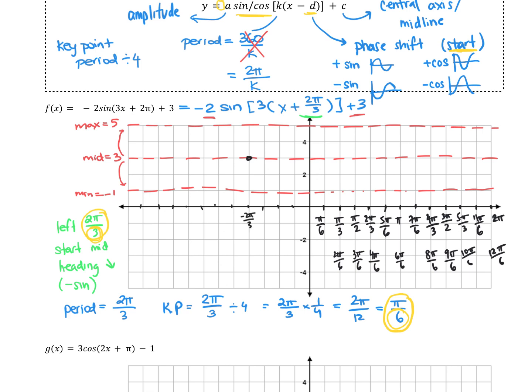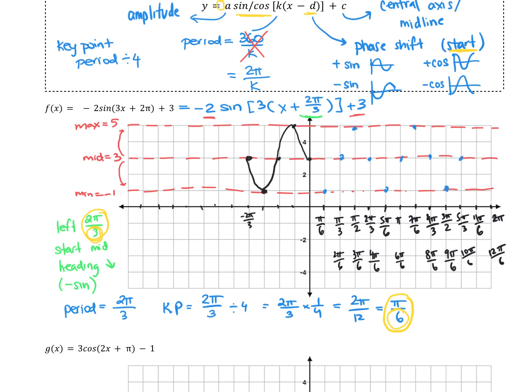And I know I'm going to head downwards to my minimum because it was a reflected sine, and I'm doing that every pi over 6. And because we chose a smart scale, one box for us is that pi over 6. So every one box, I'm going to hop lines to create that characteristic wave. So here's my first cycle.